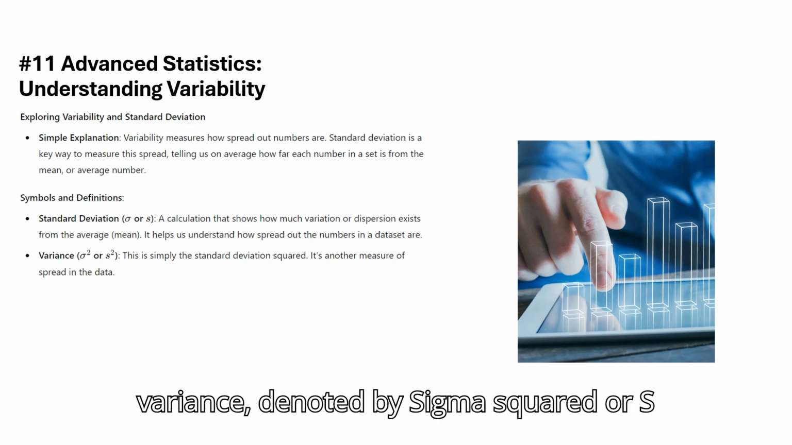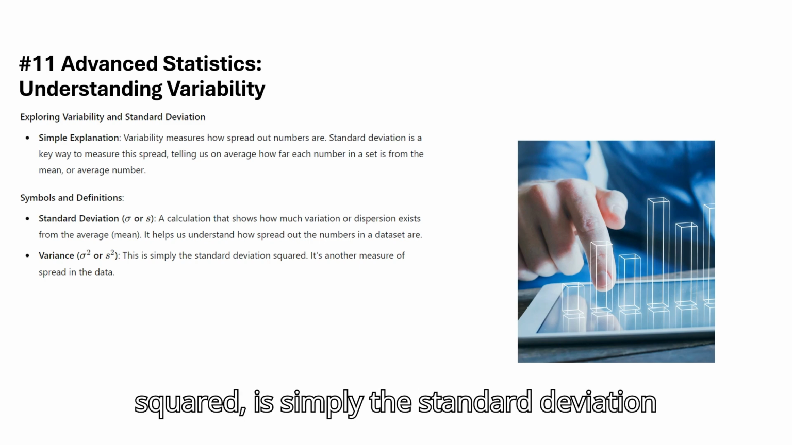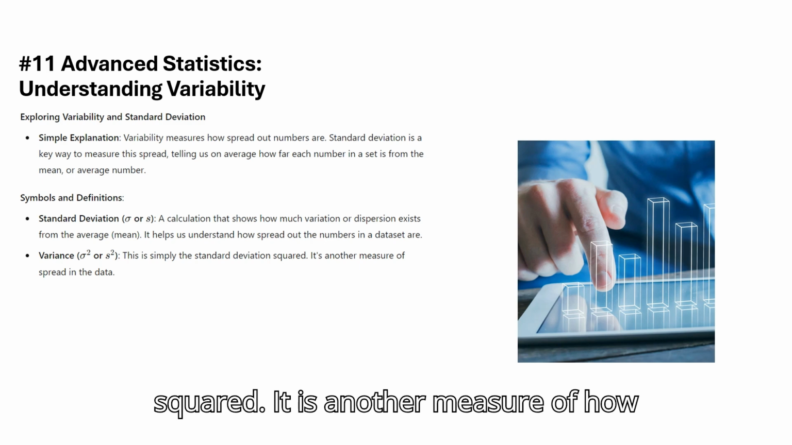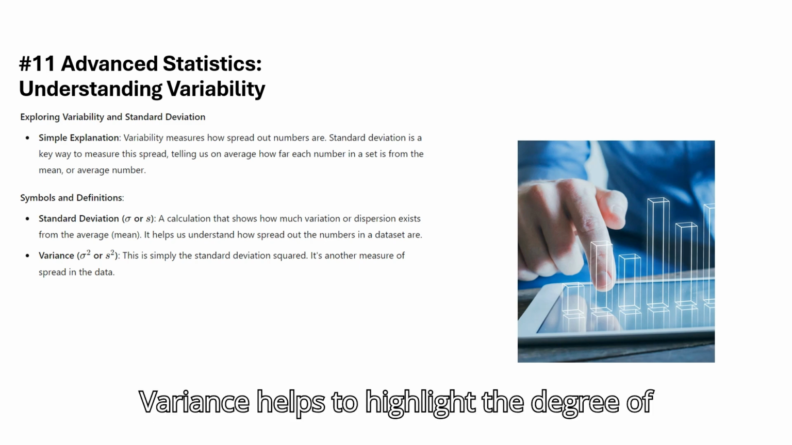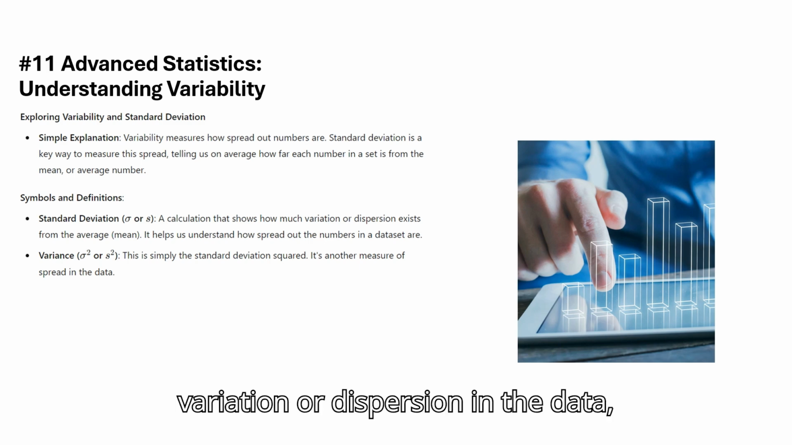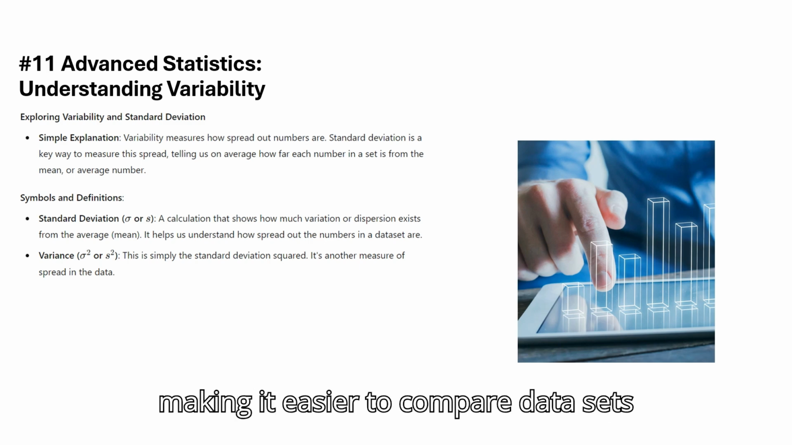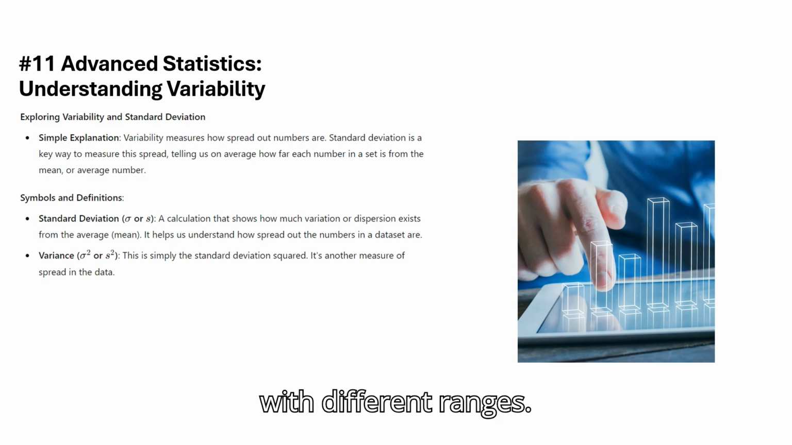Variance. The variance, denoted by sigma squared or s squared, is simply the standard deviation squared. It is another measure of how spread out the numbers in a dataset are. Variance helps to highlight the degree of variation or dispersion in the data, making it easier to compare datasets with different ranges.